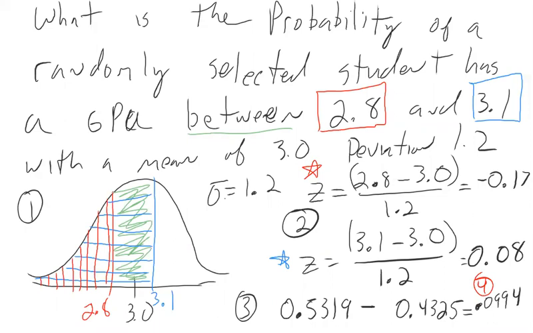0.0994. So a 9.9% chance that a randomly selected student will have a GPA between 2.8 and 3.1.